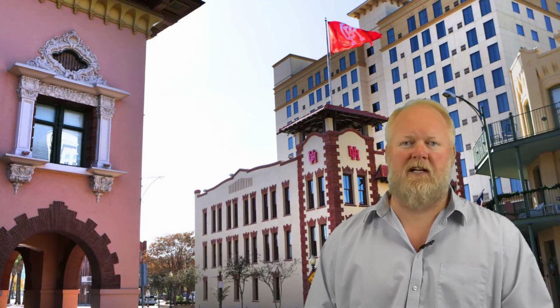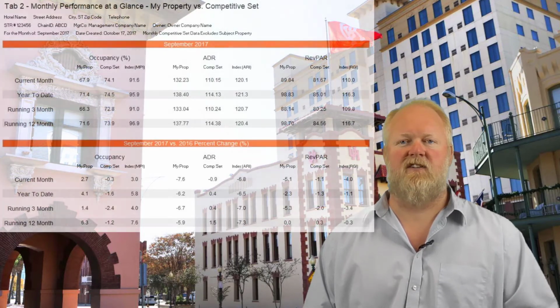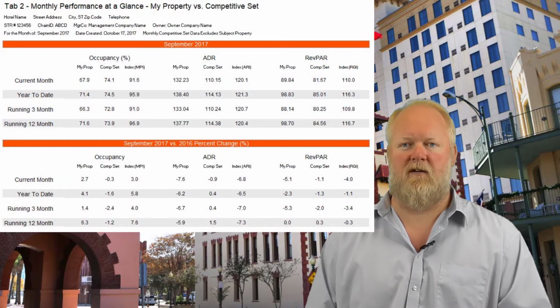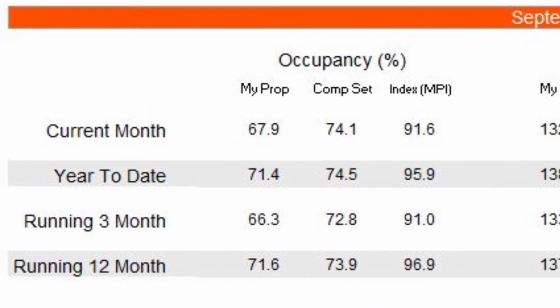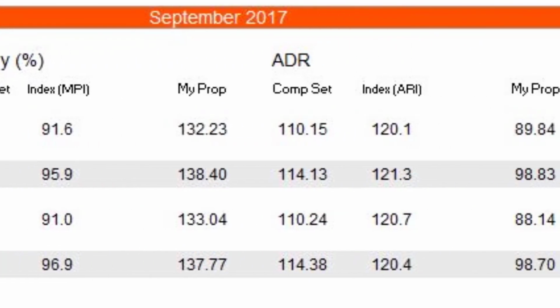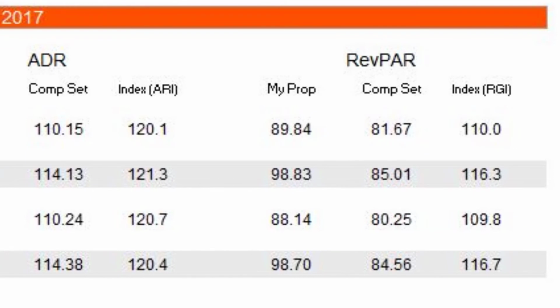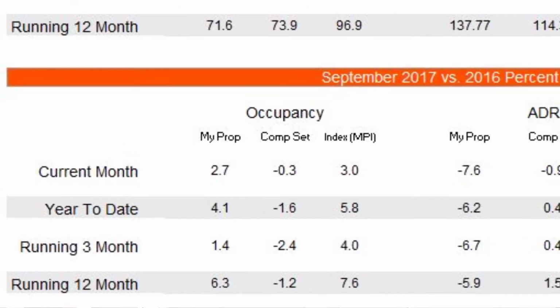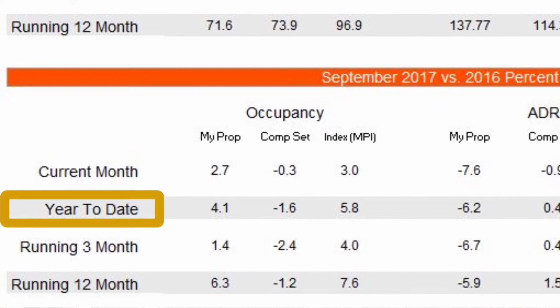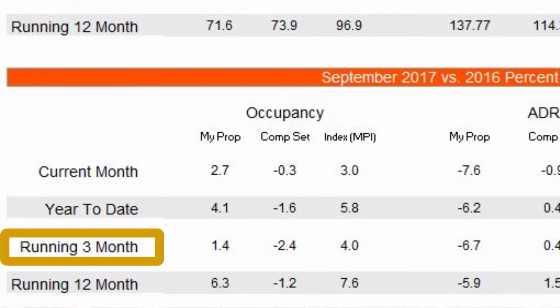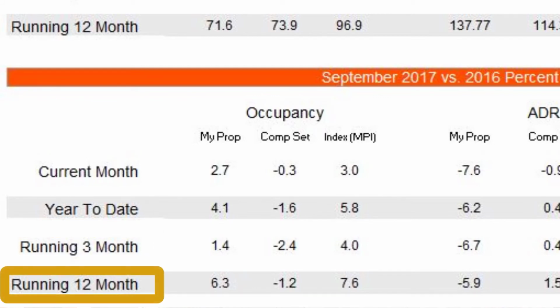Probably the most important page on the monthly STAR report is the performance at a glance page. This gives an overview of how you're doing compared to your competitive set. It displays your occupancy, your average daily rate, and your RevPAR compared to the competition, as well as index numbers. It also shows your percent changes year over year. There's different time periods that are included as well. There's the current month, there's the year to date, the running 3-month, and the running 12-month.